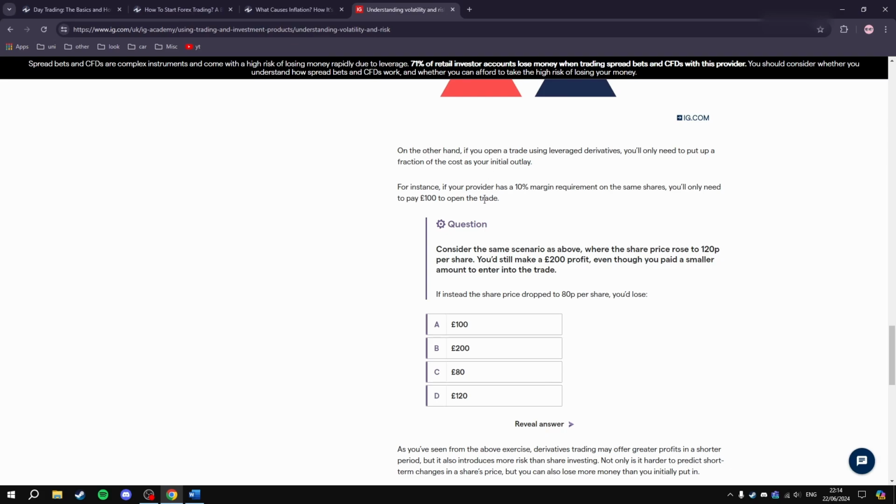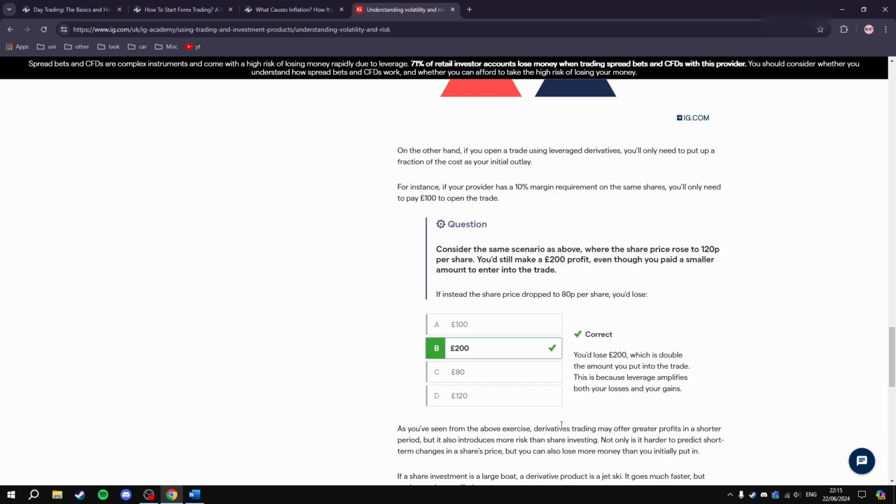Question: consider the same scenario as above when the share price rose to 120 pence per share. You still make a £200 profit even though you paid a small amount to enter into trades. If instead the share price dropped to 80 pence per share, you still lose £200, which is double the amount you put into the trade. This is because leverage amplifies both your losses and your gains.